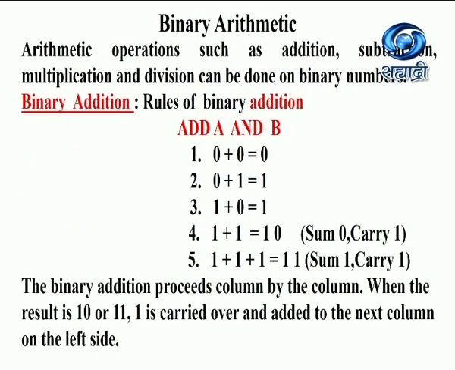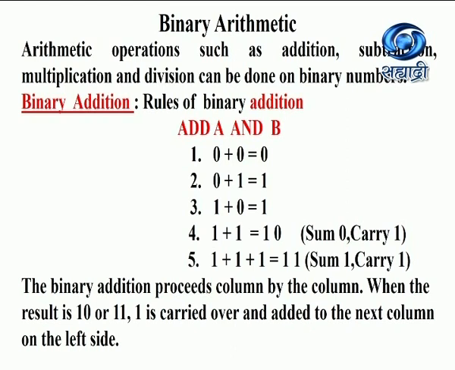So let us start with the new topic, that is binary arithmetic. Arithmetic operations such as addition, subtraction, multiplication and division can be done on binary numbers. Binary addition. So there are some set of rules of binary addition. Add A and B. Here A and B are the binary variables. When we put 0 or 1 for the addition of these two variables, we'll get some result. So let us see one by one.